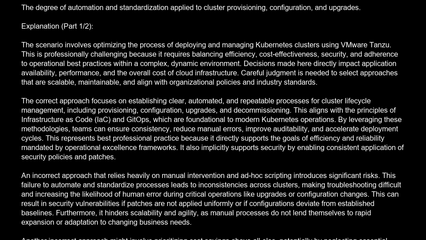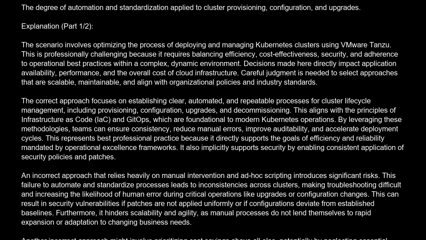The correct answer is B. The degree of automation and standardization applied to cluster provisioning, configuration, and upgrades. Explanation. The scenario involves optimizing the process of deploying and managing Kubernetes clusters using VMware Tanzu.